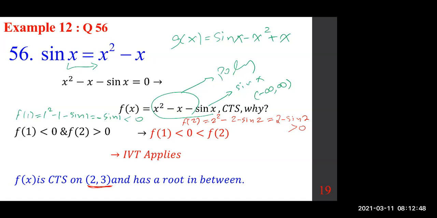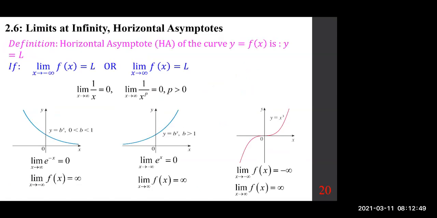Okay. The next one, just remember the definition, okay, for asymptotes, okay? We are looking at the horizontal asymptote in this case, all right?